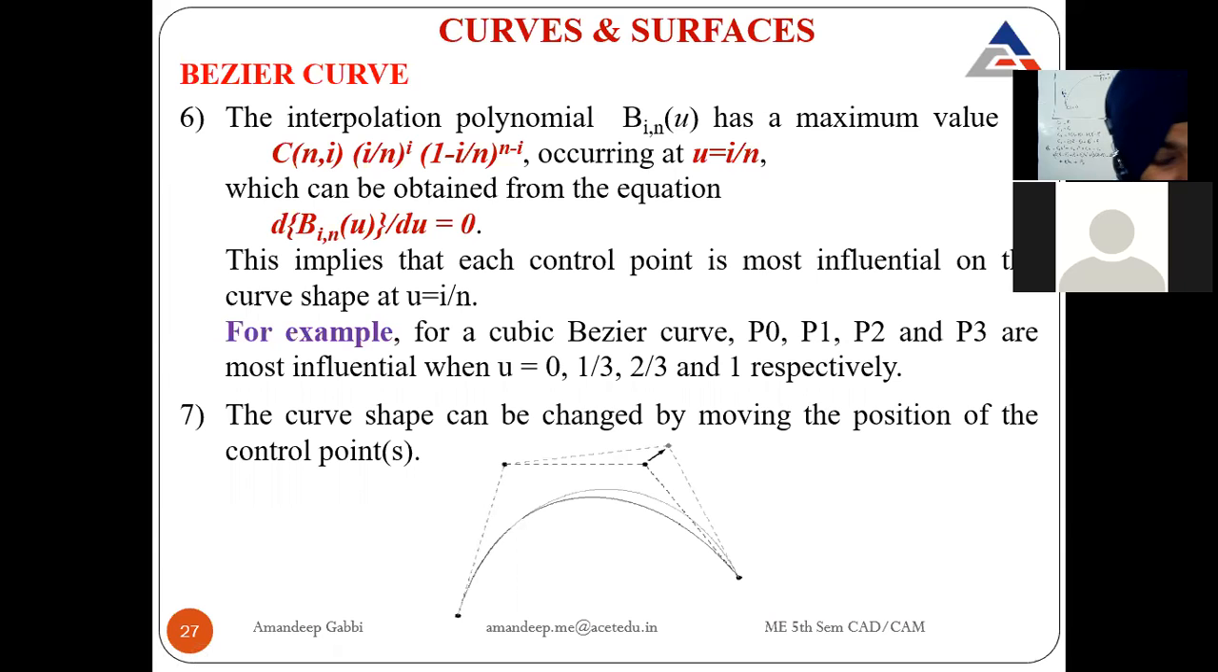The curve shape can be changed by moving the position of the control point. Just see the diagram that I was trying to explain to you. This is the initial curve. If you want to change the shape of the curve to this end, what is to be done is pick this point and drag it to this end, and that curve will be shifted like this. That particular thing is called localized change of the shape. That is not possible in case of Hermite cubic spline.